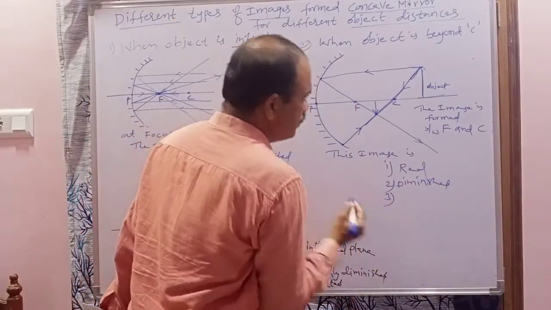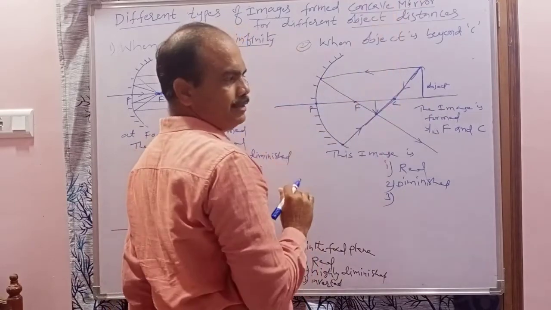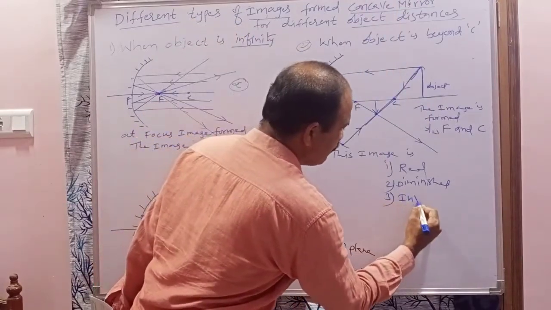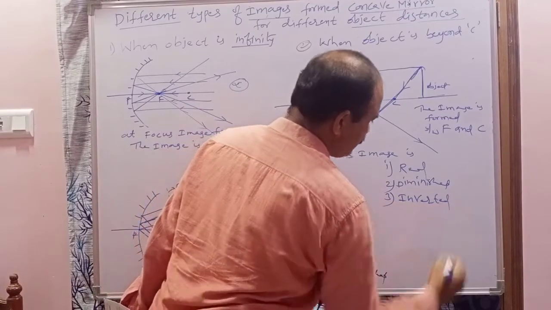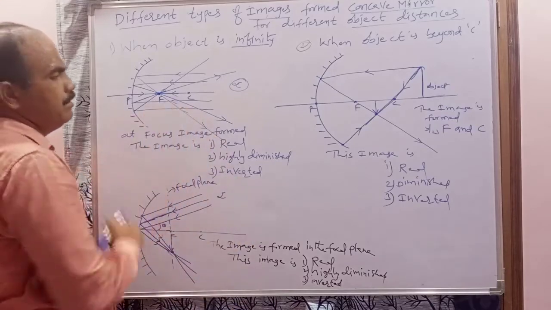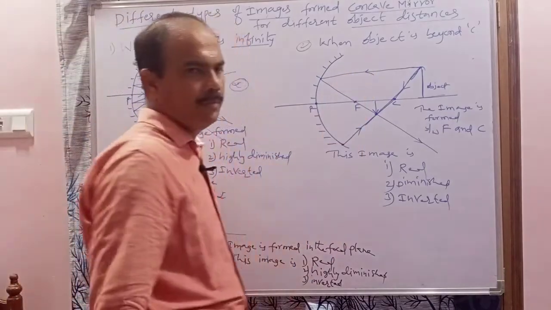And third one, the object is above the principal axis and the image is below the principal axis. That's why this image is called inverted. So this is when the object is at infinity. This is when the object is beyond C.